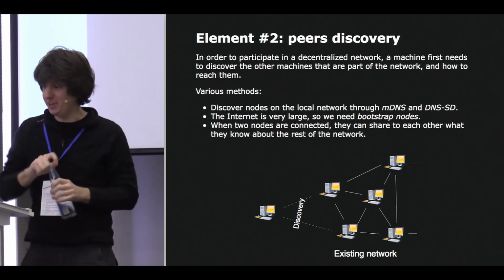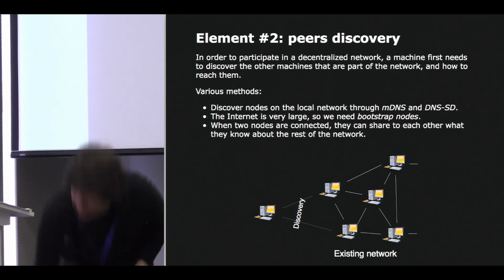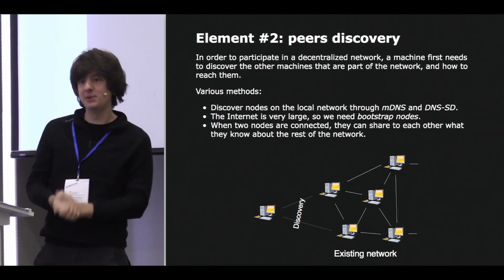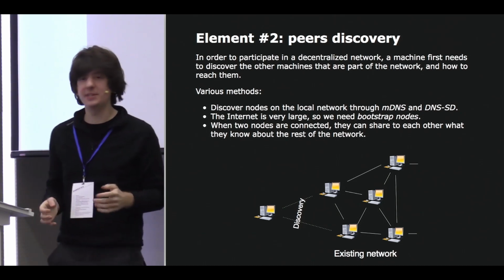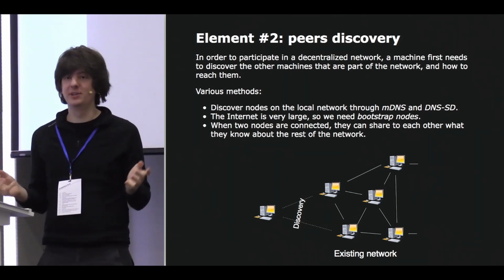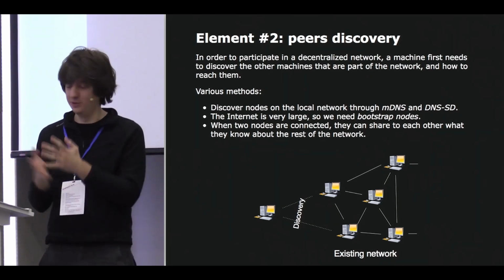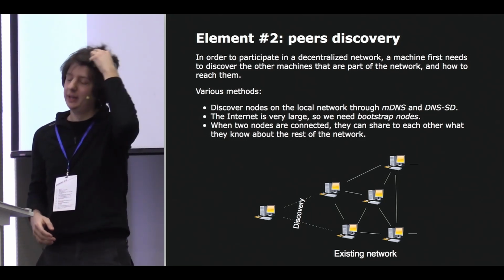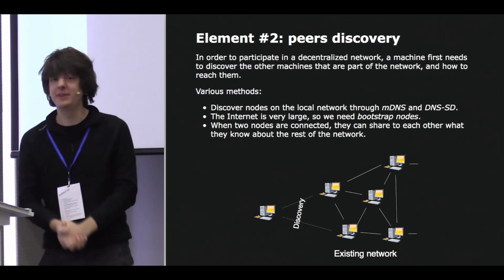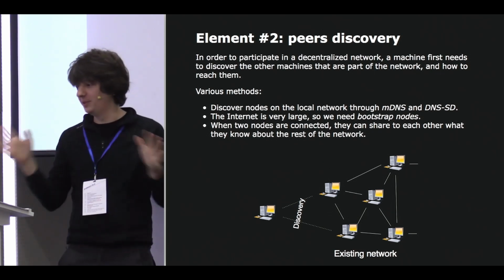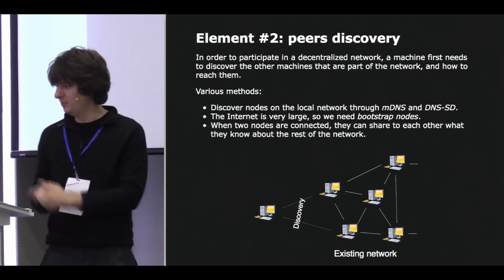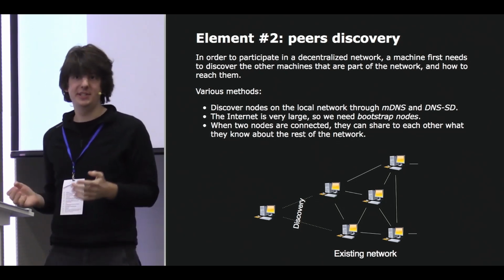Second component in a peer-to-peer system is the peer discovery mechanism. So imagine you create a network, you want people to connect to it, but how does that work? Your program needs to know how to connect to a network. And we have various ways to do that. You can, first of all, discover the nodes that are on the same network as you. And to do that, we use MDNS or DNS-SD.